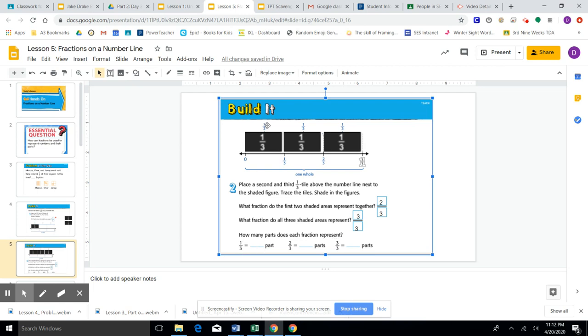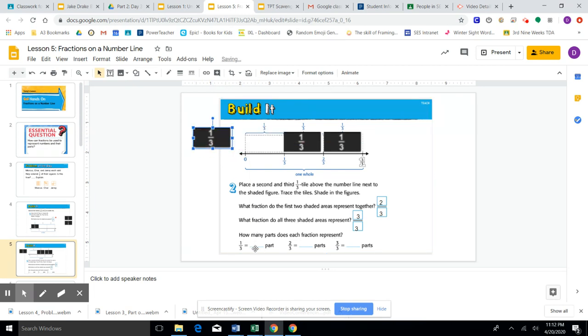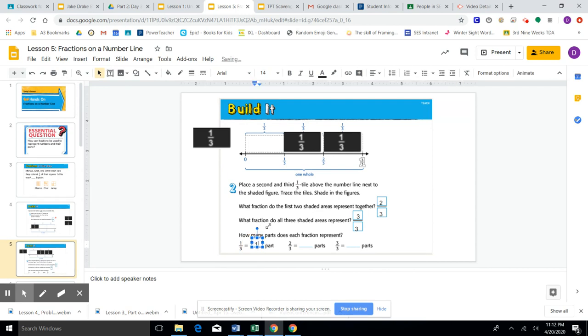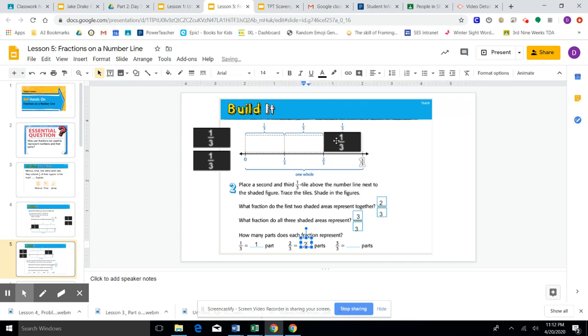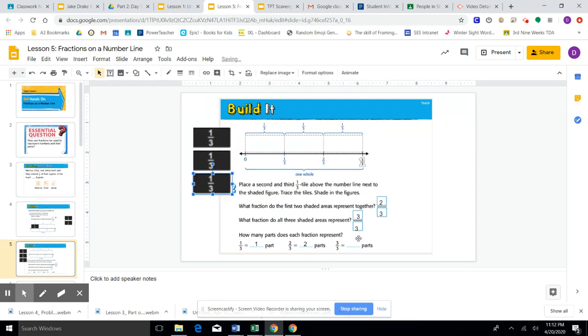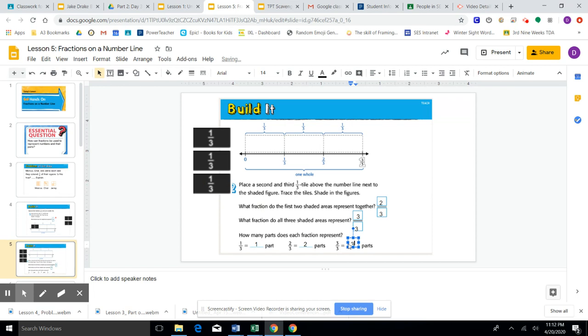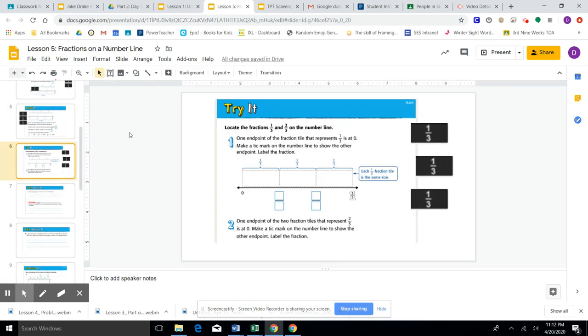So 1/3 is just 1 part. 2/3 is 2 parts. And then 3/3 would be 3 parts, or the whole thing. Locate the fractions 1/3 and 2/3 on the number line. One endpoint of the fraction tile that represents 1/3 is at 0. Make a tick mark on the number line to show the other endpoint.